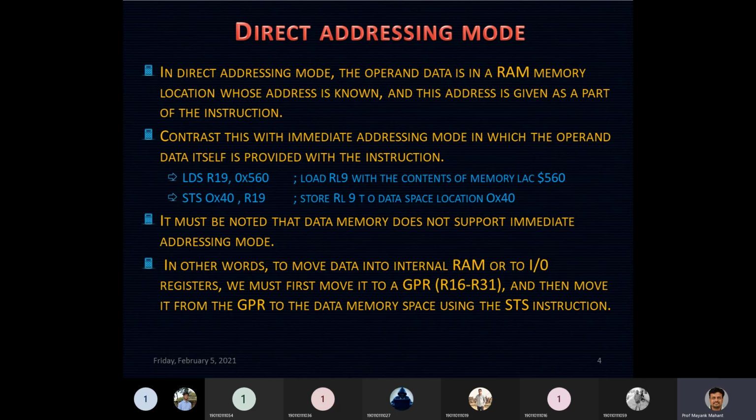In other words, to move data into internal RAM or an IO register, we must first move it to a general purpose register, and then we can move it from the general purpose register to the data memory space using the STS instruction. So if you want to access your data memory section, you need to rely upon the direct addressing mode, and these are the two instructions used in it. I hope I'm clear. Hello friends, am I clear to you? Yes, sir.